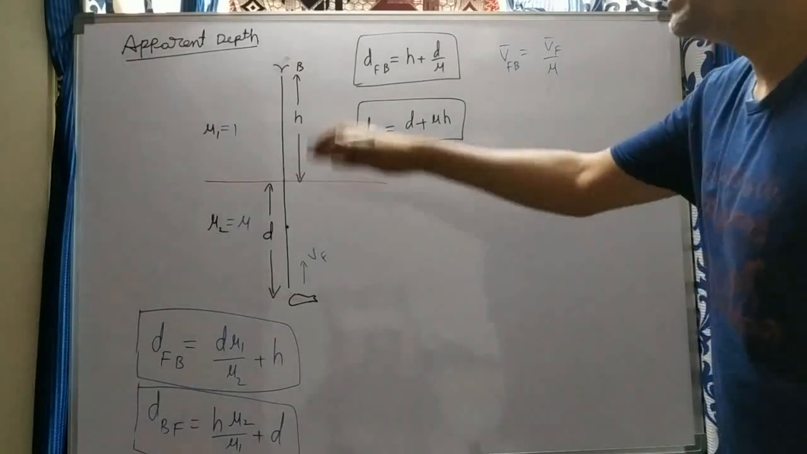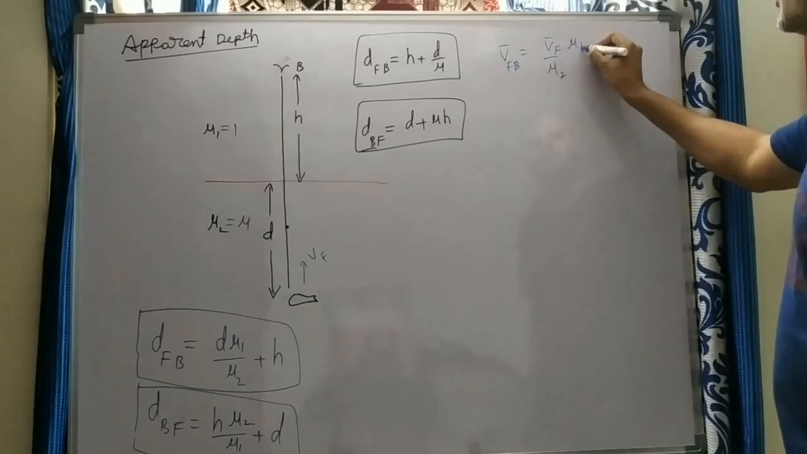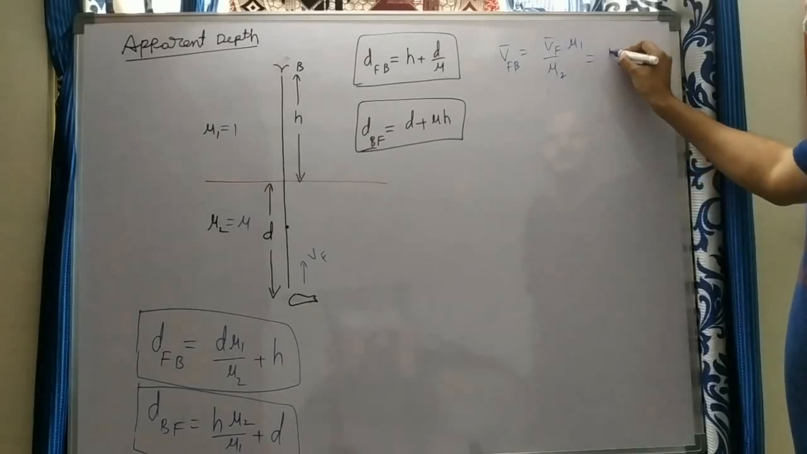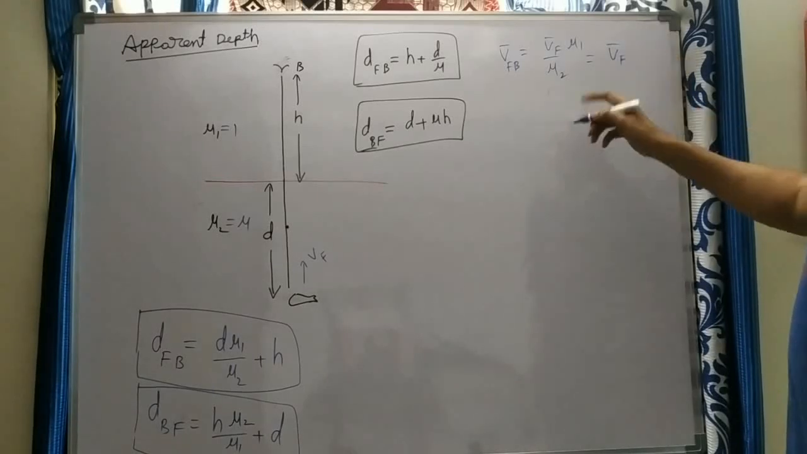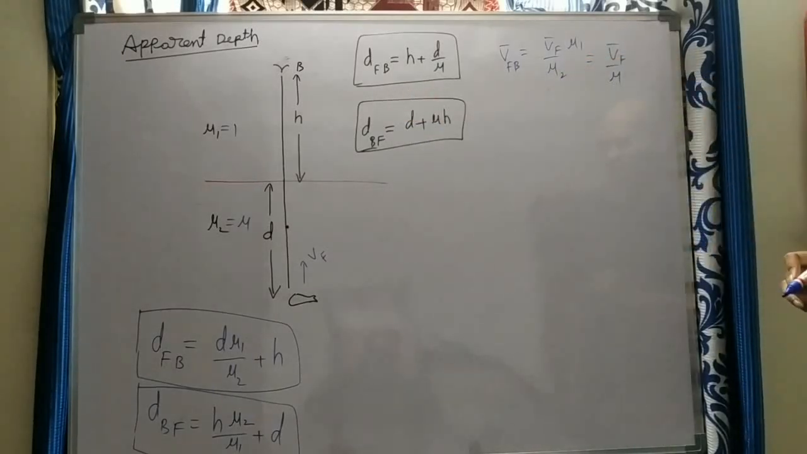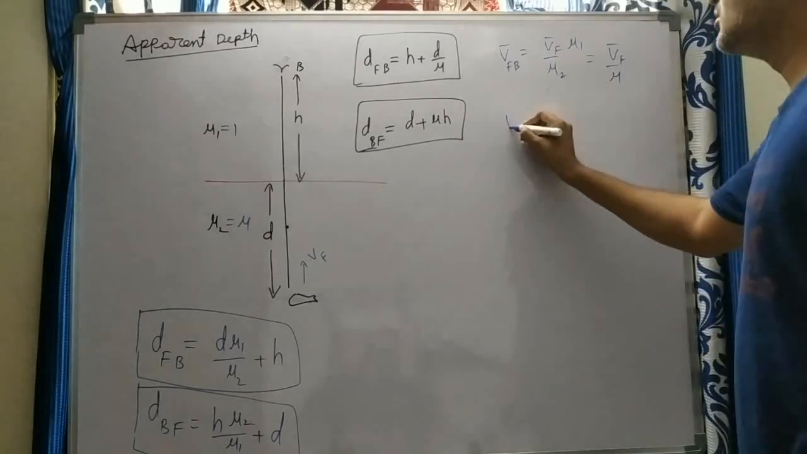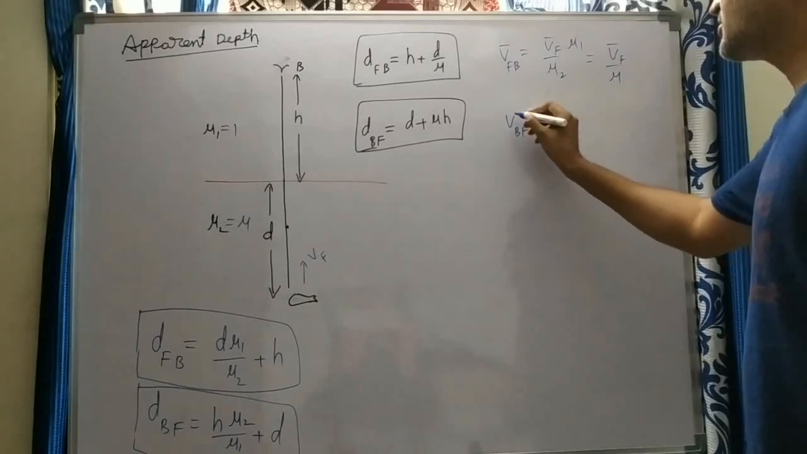Suppose here is mu2 and there is mu1, which means you can write mu2 into mu1, which we can write as here mu1 is 1 and mu2 is mu, that's why you can write like this. And in the second case, what is the velocity of the board with respect to the fish?